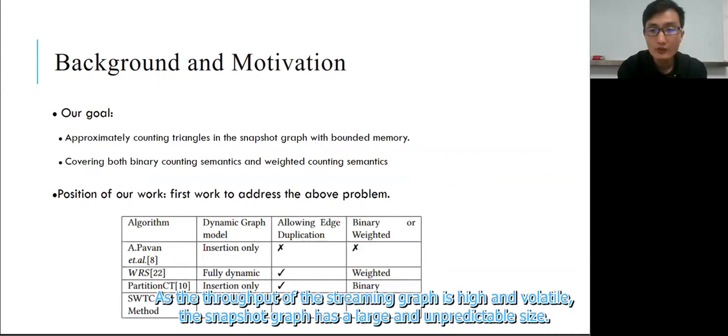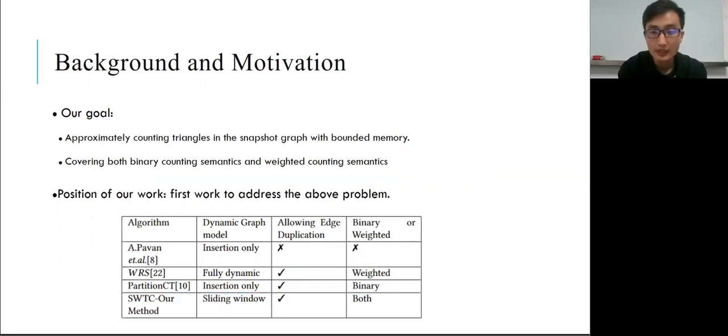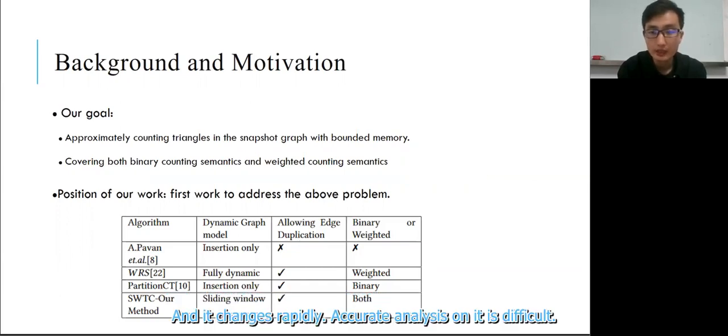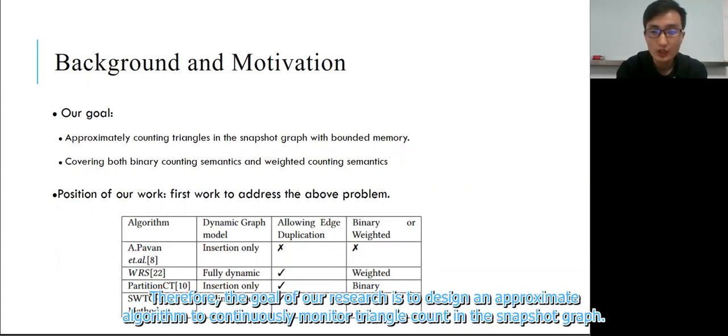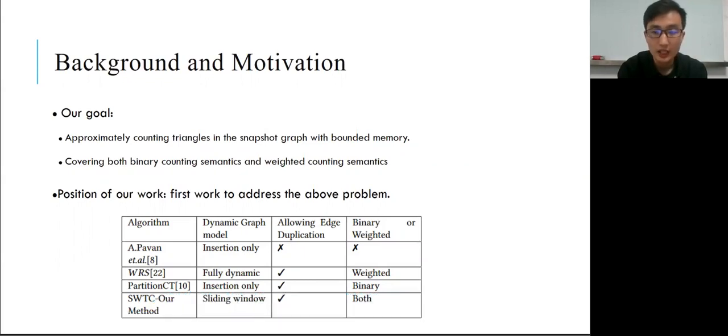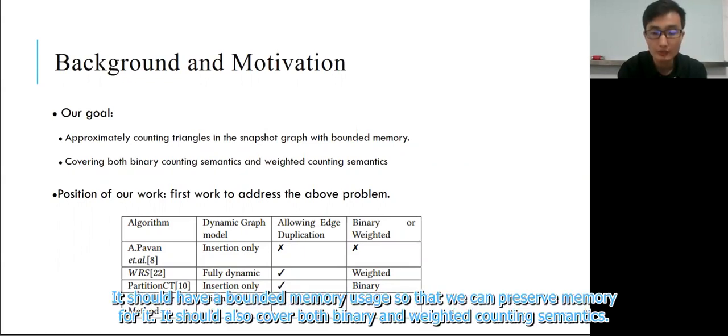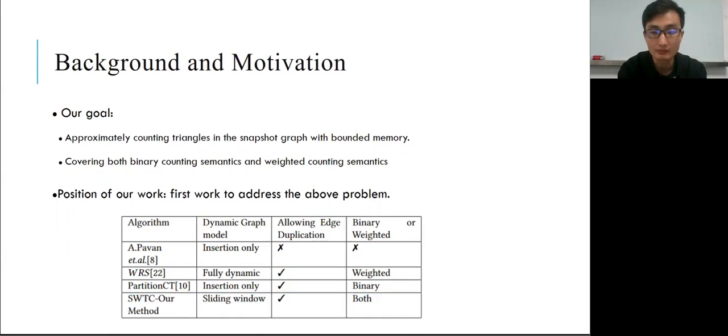As the throughput of the streaming graph is high and volatile, the snapshot graph has a large and unpredictable size, and it changes rapidly. Accurate analysis on it is difficult. Therefore, the goal of our research is to design an approximate algorithm to continuously monitor triangle count in the snapshot graph. It should have a bounded memory usage so that we can preserve memory for it. It should also cover both binary and weighted counting semantics.